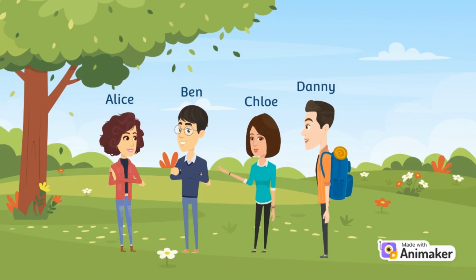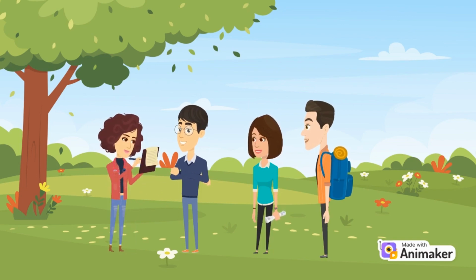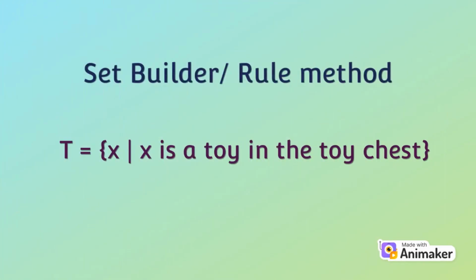"Wow, that looks great! But what about the set of toys in the toy chest? How can we list all the toys when we don't know what's inside it?" "You're absolutely right, Chloe. For sets like the toy chest, where we may not know all the specific elements, we can use the set builder method based on specific properties. We can write the set of toys like this: set builder or rule method."